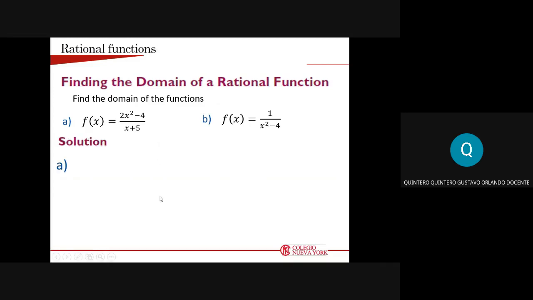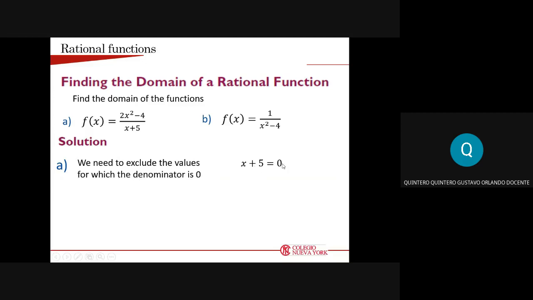Take a look at this. We need to exclude the values for which the denominator is 0. The denominator is 0 when x equals something. When that happens, those are the values we need to exclude. So how do we find the values for which the denominator equals 0? Simple. We take the denominator and equal it to 0. X plus 5 equal to 0.